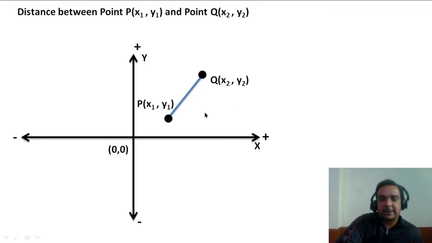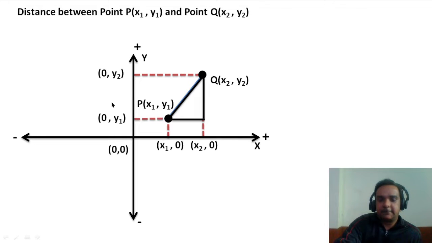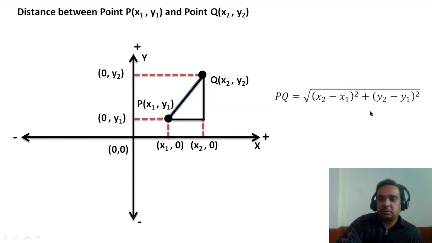Now it's time to find the distance between two points which have coordinates x1, y1 and x2, y2. We again use the Pythagoras theorem to find the shortest distance between these two points. Here the base is x2 minus x1 and the height is y2 minus y1. After putting these values in the Pythagoras theorem, we get the shortest distance PQ equal to the square root of (x2 minus x1) whole square plus (y2 minus y1) whole square.